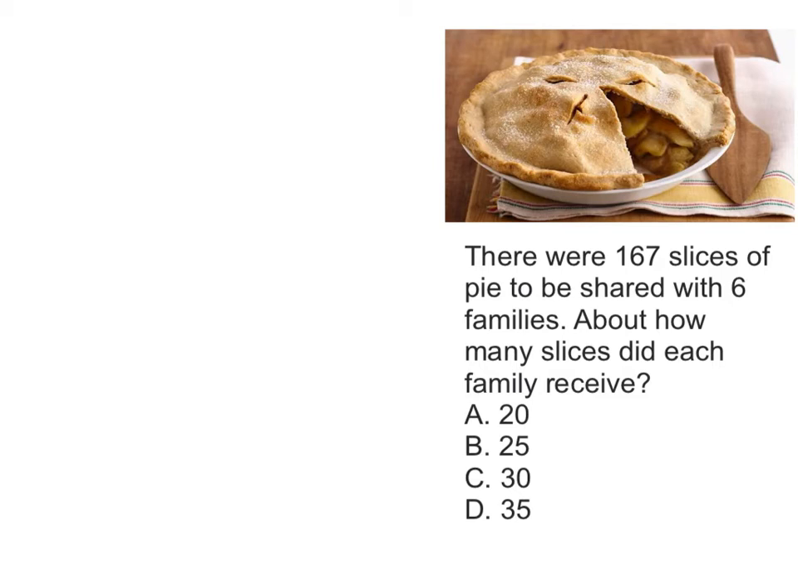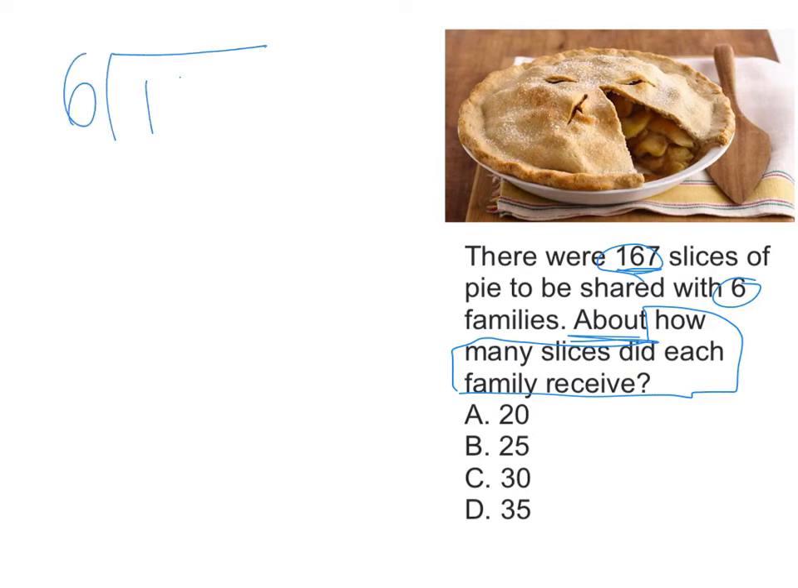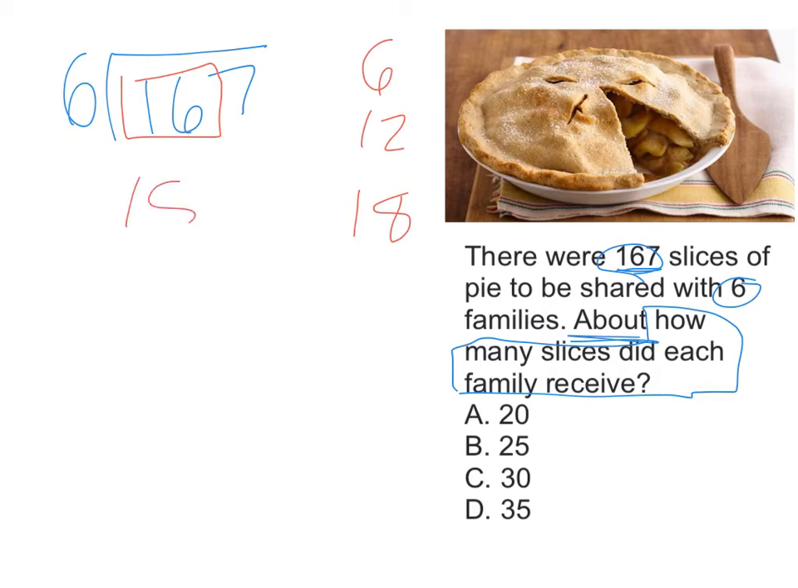Alright, so important information. There are 167 slices of pie to be shared with 6 families. About how many slices did each family receive? So there's all my important information. So we've got 6, we've got 167. Now again, I'm going to look at the first two digits. I'm going to see what it can go best into. So I've got 6, 12, 18. Now 16 is in between 12 and 18. I'm going to go with 18 because 16 is closer to 18 than it is to 12. So that becomes an 18, that becomes a 0, still divided by 6.